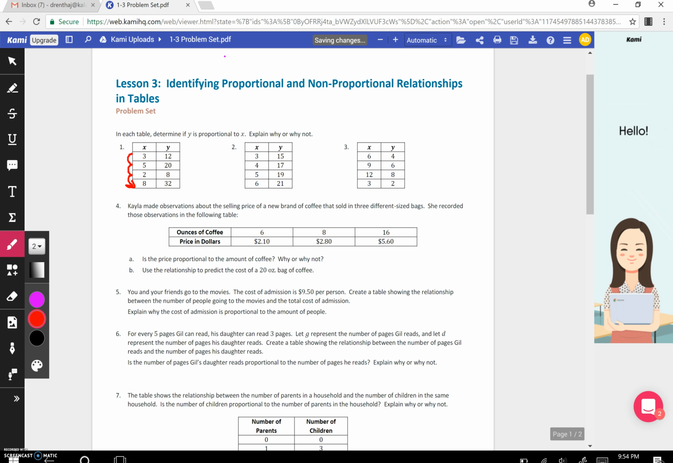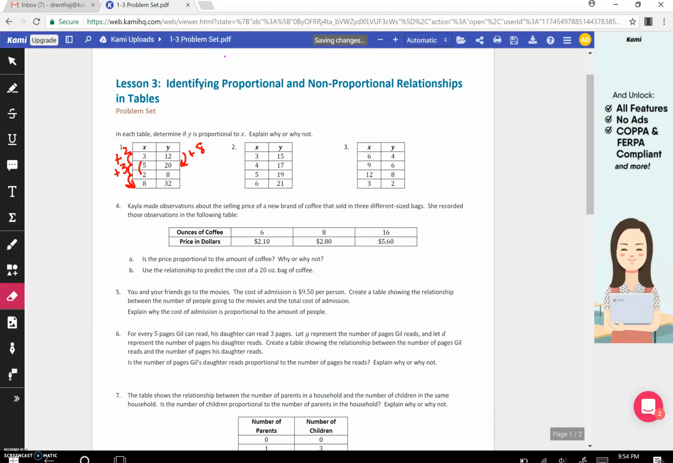We're not going to go, okay, from 3 to 5 is plus 2, and from 12 to 20 is plus 8. Because if you look at the next spot down, 20 to 8 would be minus 12, and from 5 to 2 would be minus 3. So this really immediately looks like it's not proportional, and it still might be. Let's take a look and see.